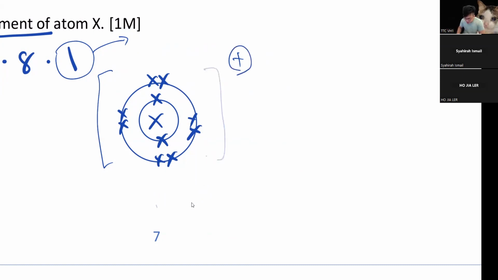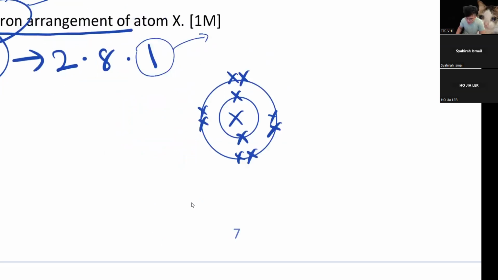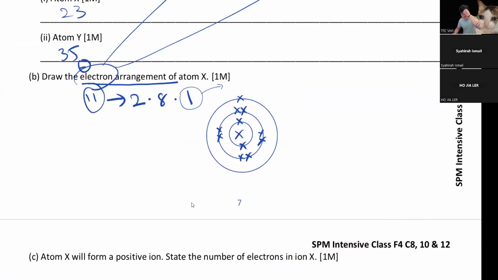Why ion? Because positive is ion. So they don't want ion, they want atom. Atom means the normal form, the one without donating or accepting. So this is your X.